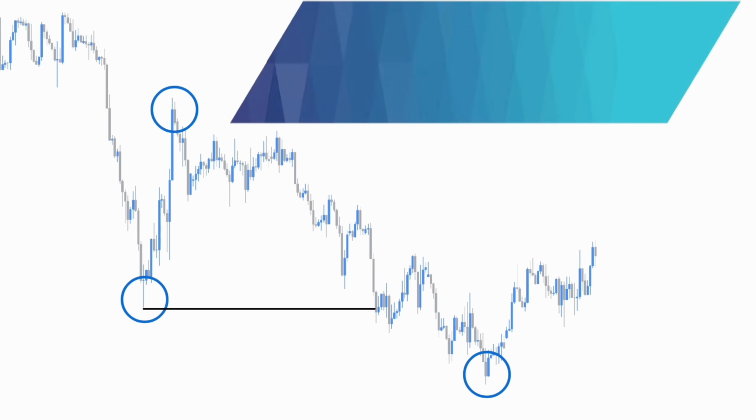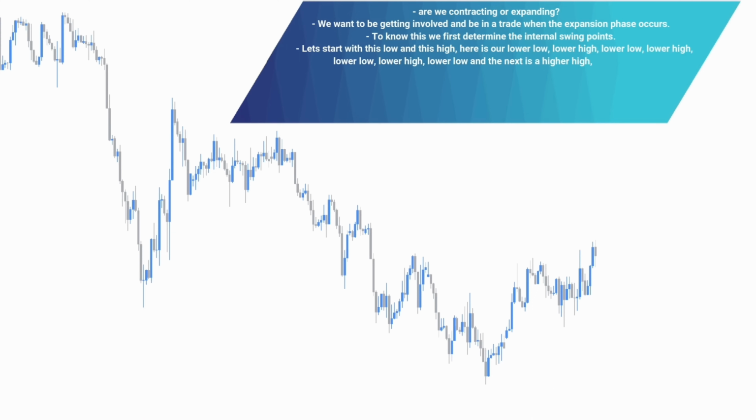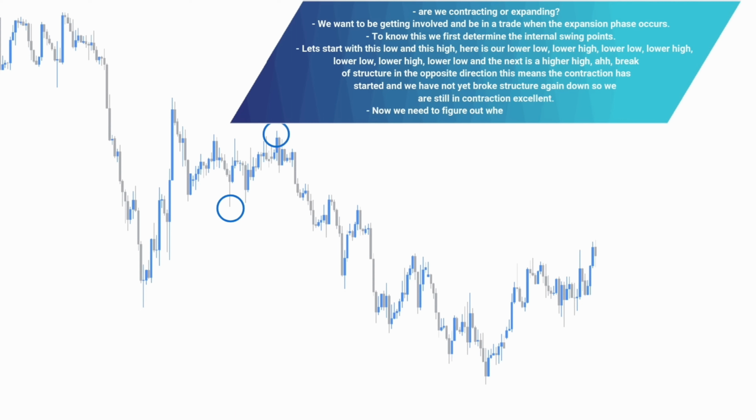Step 2. Are we contracting or expanding? We want to be getting involved and be in a trade when the expansion phase occurs. To know this, we first need to determine the internal swing points. Let's start with this low and this high. Here is our lower low, followed by a lower high, then a new lower low, a lower high, a lower low, a lower high, and a lower low.